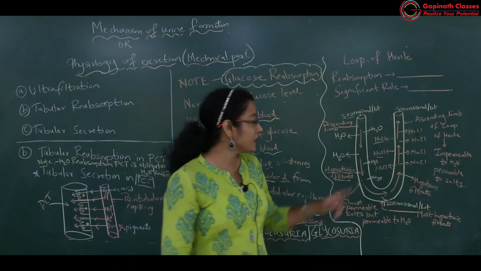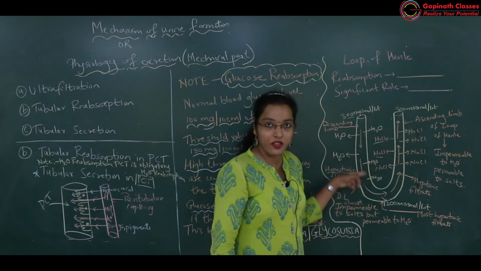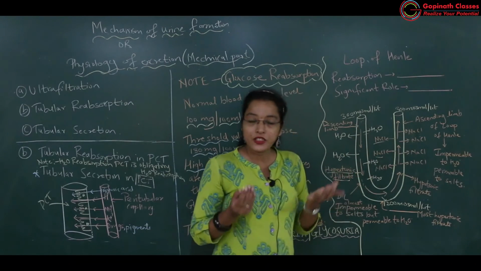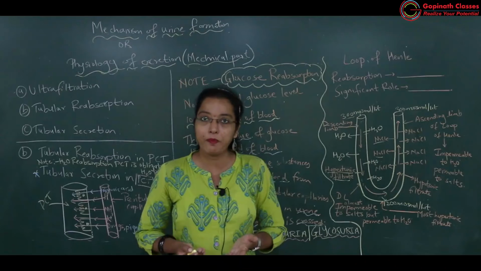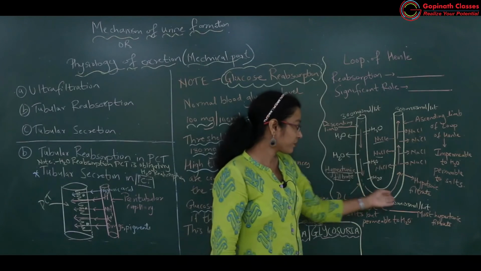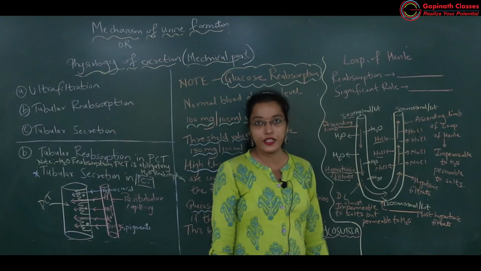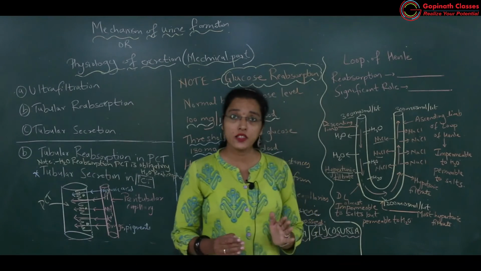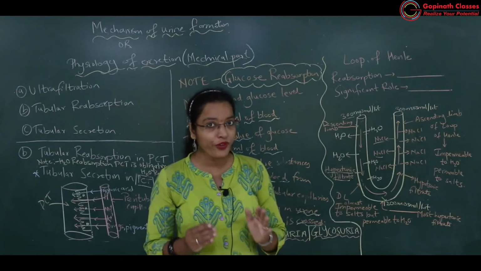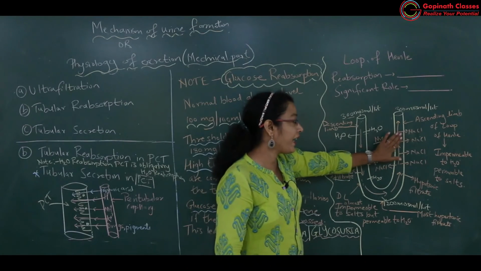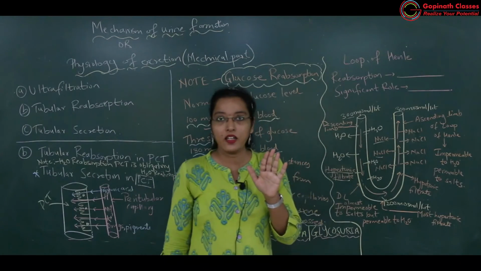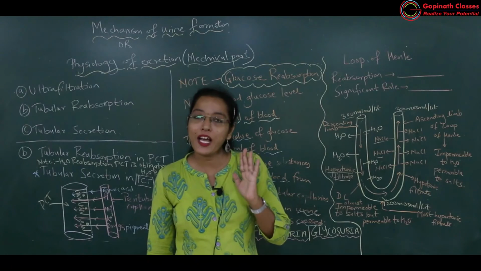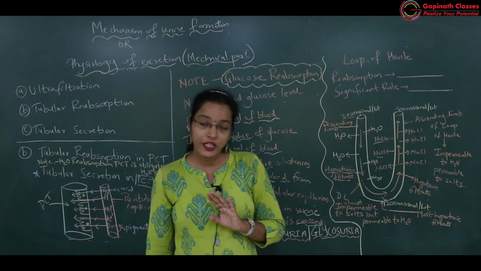Got it? Vasa recta is present alongside it. So what is vasa recta actually? These are the blood capillaries surrounding the loop of Henle. So the loop of Henle is trying to maintain the high osmolarity of the medullary interstitium.